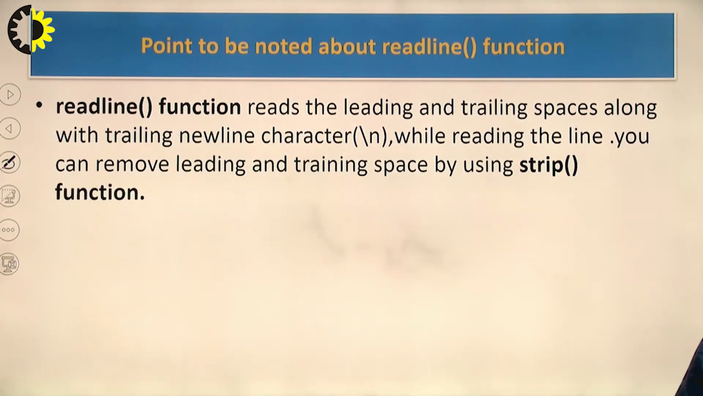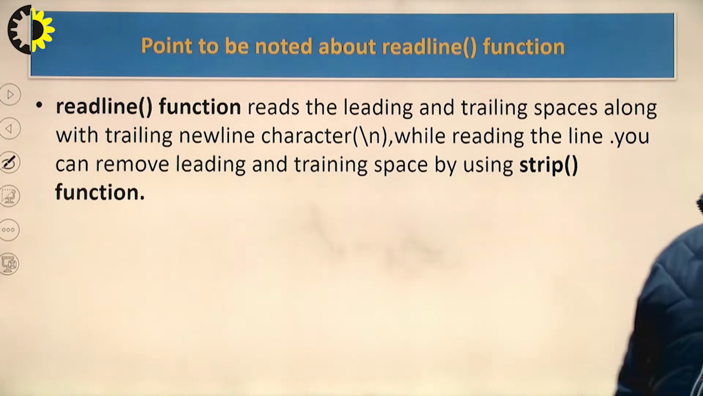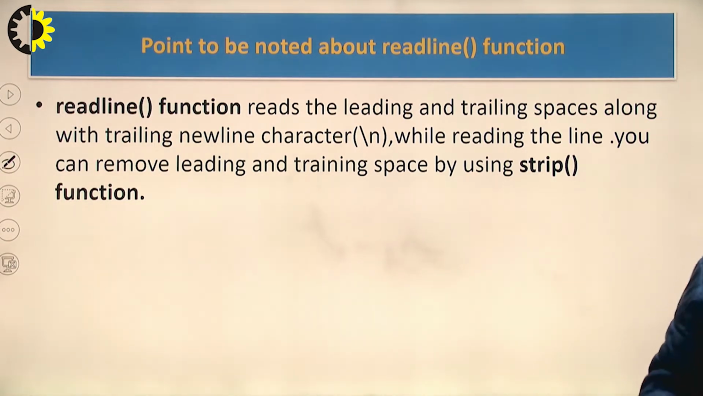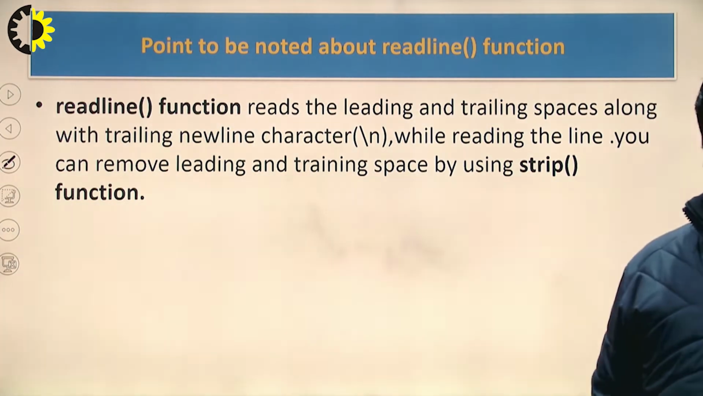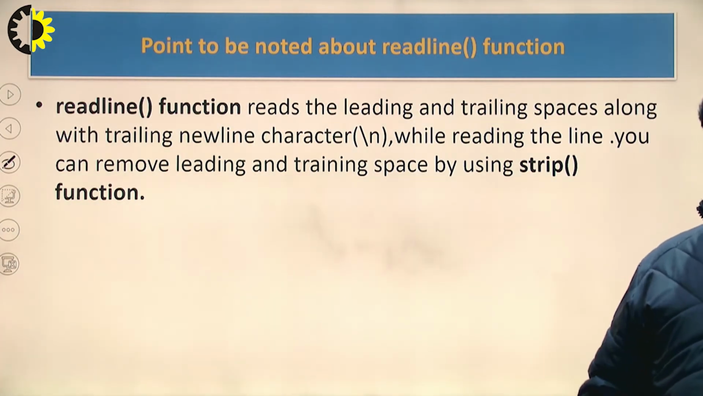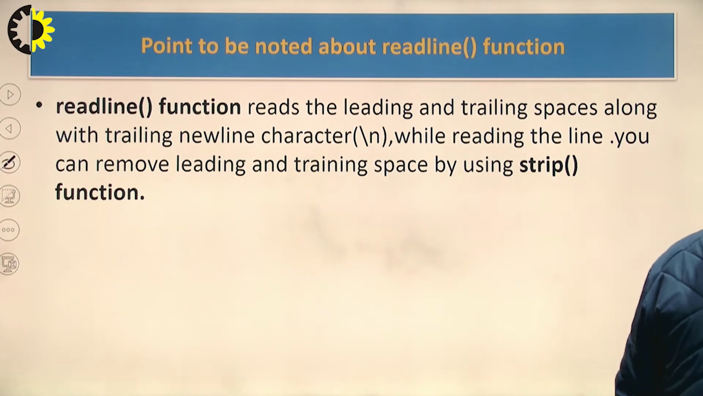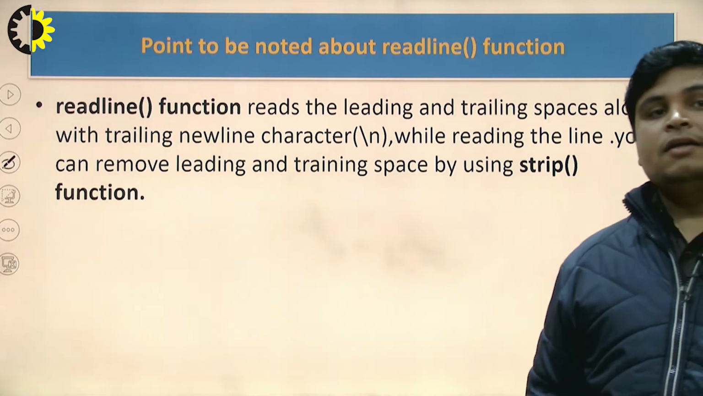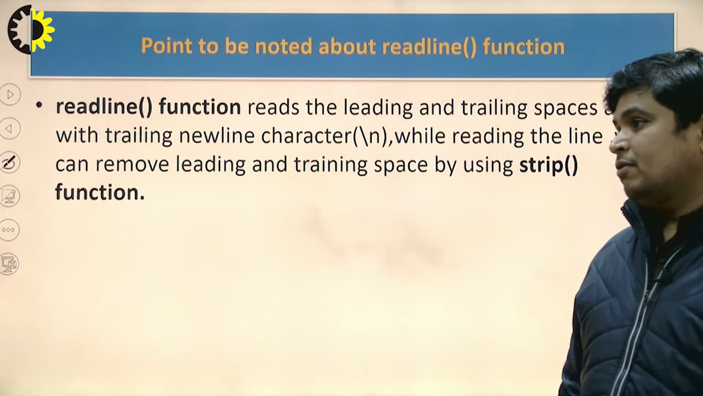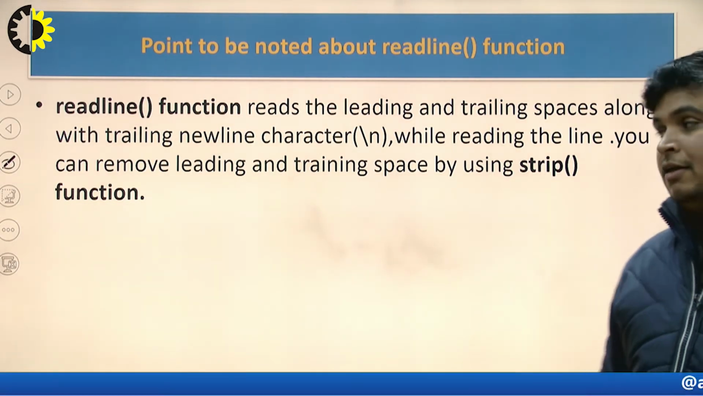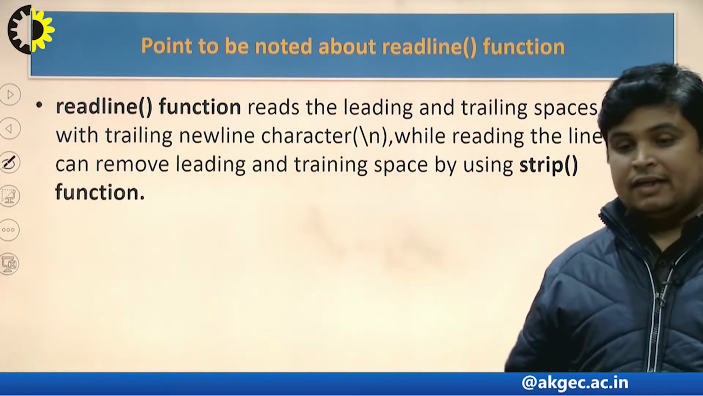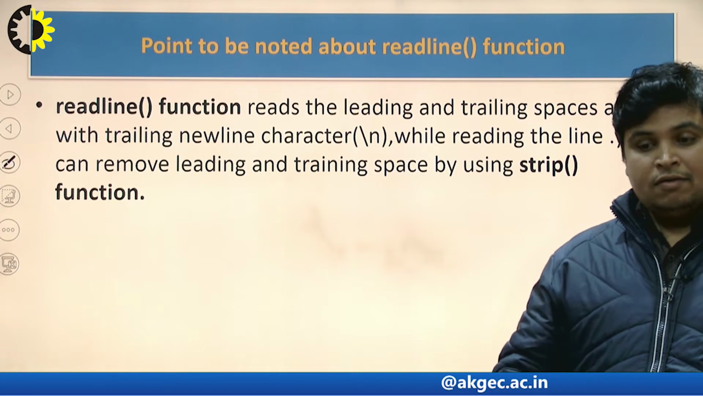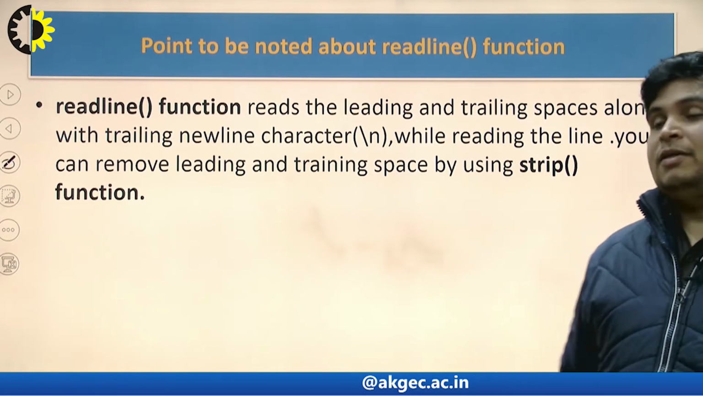Point to be noted about the readline function. Basically, the readline function reads the leading and trailing space along with the trailing newline character while reading the line. It means you cannot remove leading and trailing space by itself; you need the strip function. So basically, this is the problem with the readline function. While reading the line, it will read the leading and trailing space also.